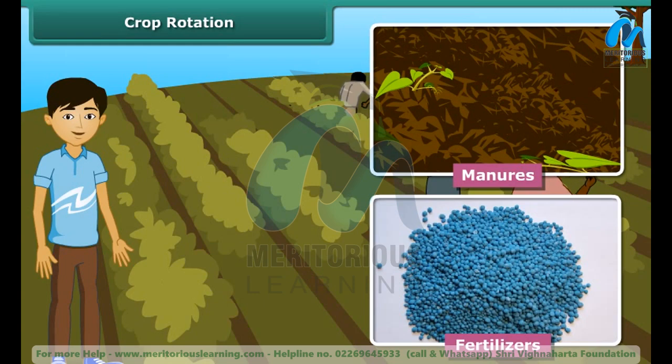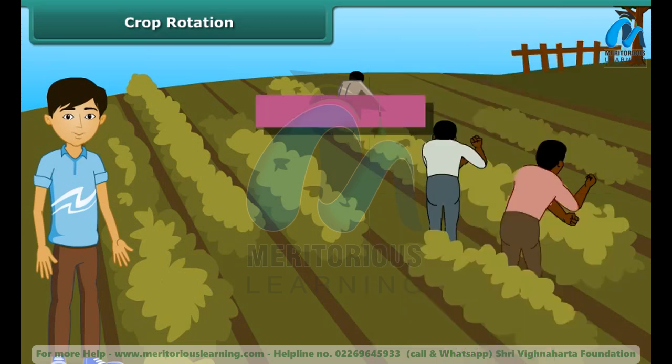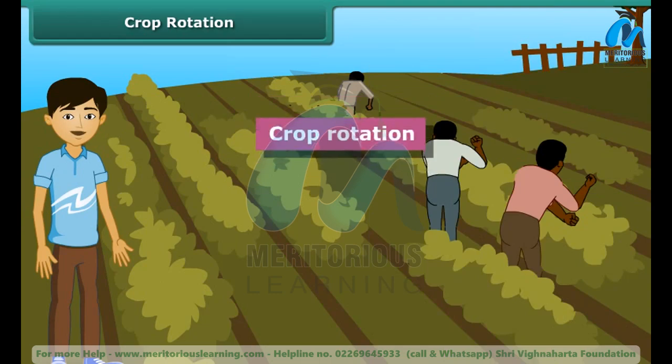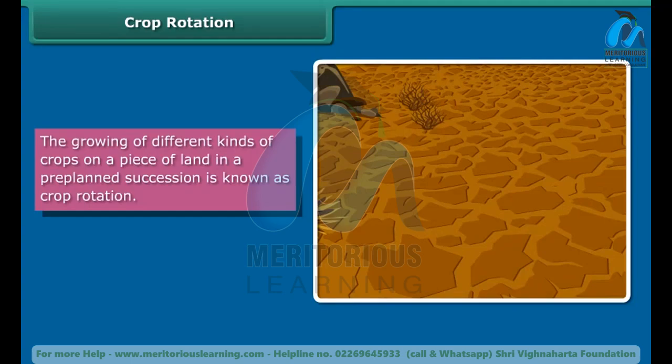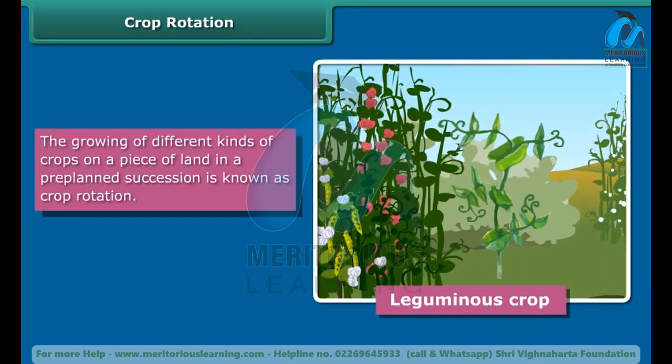Now let us move on to know another method of replenishing the soil with nutrients. It is known as crop rotation. When a cereal crop like rice is grown in the soil, it uses up a lot of nitrogenous salts, so that if another cereal crop is grown in the same soil, the soil becomes nitrogen deficient. So, by rotation, a leguminous crop should be grown after a cereal crop.